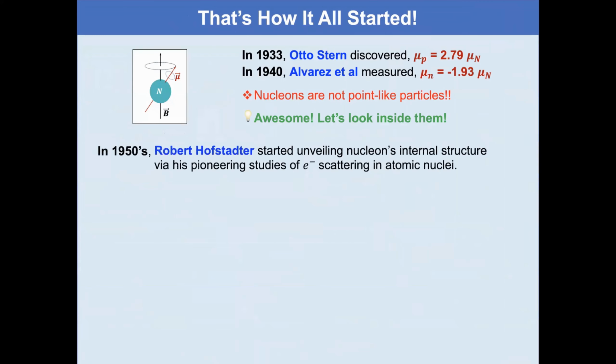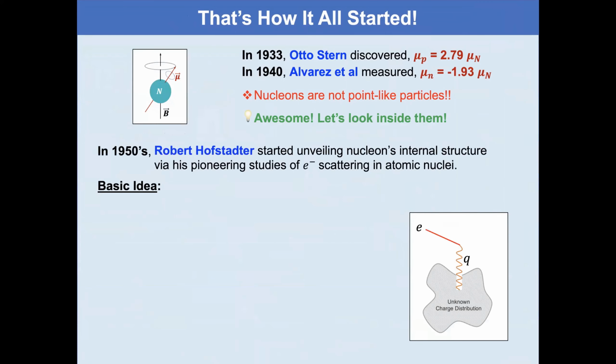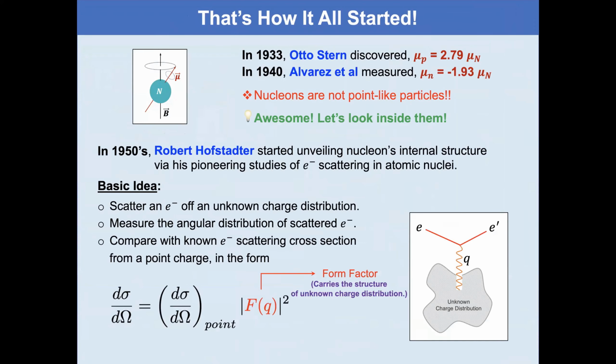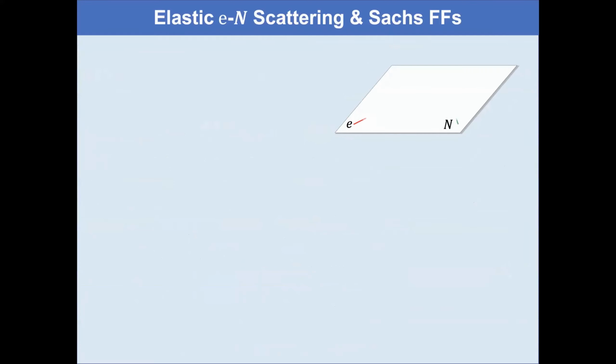The technique is to measure the electron scattering cross-section from an unknown charge distribution and then compare that with the known scattering cross-section from a point charge to get the form factor that carries the structure of the unknown charge distribution. So, elastic electron-nucleon scattering can be used to probe the nucleon's internal structure.